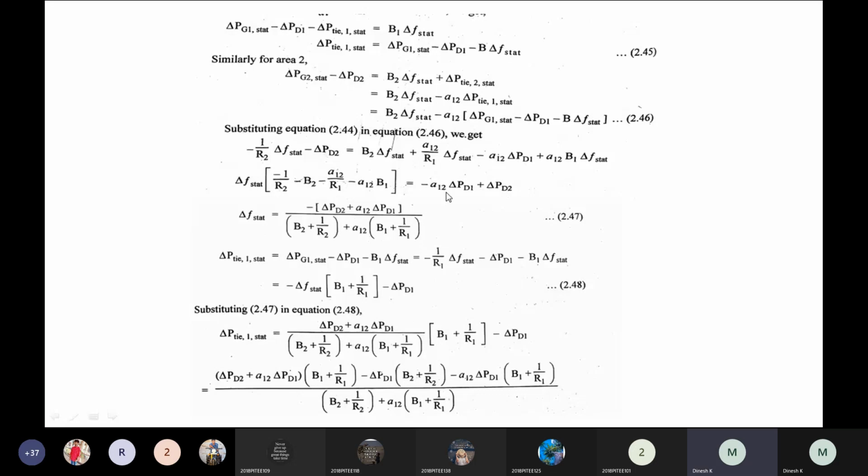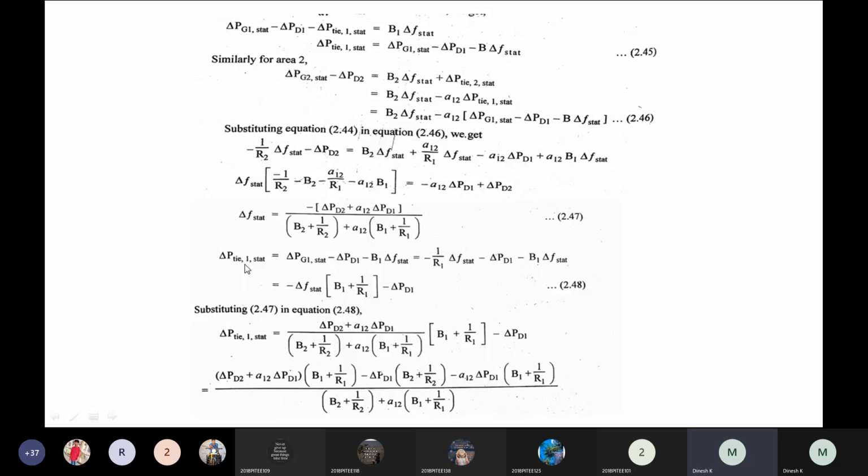ஸோ A12 del PD1 plus del PD2, மைனஸ் சைனை வெளியே காமனாக எடுத்துக்கிட்டேன். டிவைடட் பை, இதில் வந்து பார்த்தீங்கன்னா A12 ரெண்டுத்துலையுமே இருக்கு. ஸோ இந்த டேர்மில் A12 காமனாக எடுத்துக்கிட்டா B1 + 1/R1 வரும். அதே போல் இங்கே இருக்கிற நெகட்டிவ் சைன்ஸ் எல்லாமே ரைட் ஹேண்ட் சைடு வரும்போது பாசிட்டிவ் சைனாக மாறிடும். கரெக்டா? LHSல இருக்கிற நெகட்டிவ் சைன் RHS போகும்போது பாசிட்டிவாக மாறிடும். அதே போல் இங்கே B2 + 1/R2, இதில் A12 காமனாக எடுத்தீங்கன்னா B1 + 1/R1 வரும். ஸோ திஸ் ஈக்குவேஷன் இஸ் 2.47.